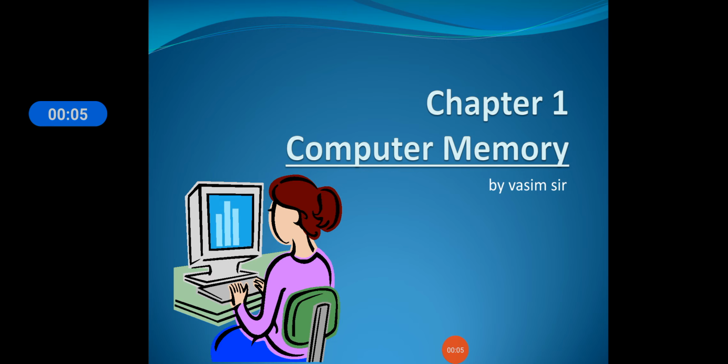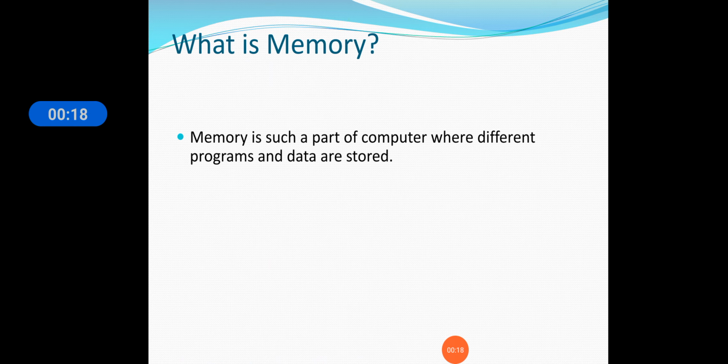Today we are going to start chapter number 1, computer memory. So we have learned in the live class what is computer memory. A memory is a part of a computer. So what is a memory? Memory is such a part of computer where different programs and data are stored. So you can see here different programs and data can be stored in the memory. As our memory remembers many things, a computer also has memory where programs and data, meaning information, are stored.